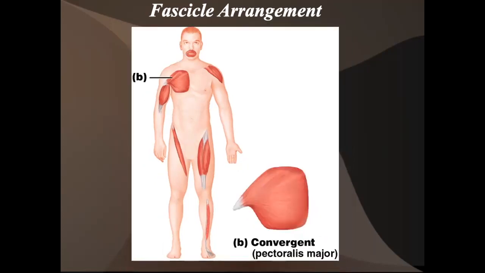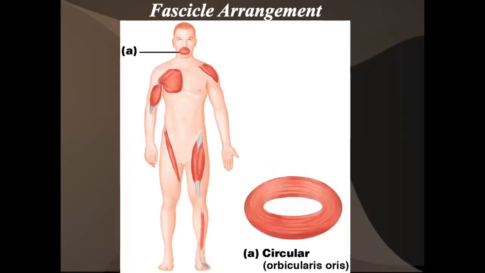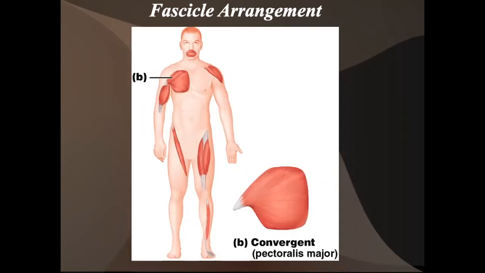The next muscle fiber type is convergent. The pectoralis major would be an example of that, where you can see that the fibers are all going inward to one tendon. So convergent would be the fibers moving into one place. Wait, can you go back to the last slide? Yeah, circular. And you don't have to write down the muscles that you find these in. You just need to know the names of these.